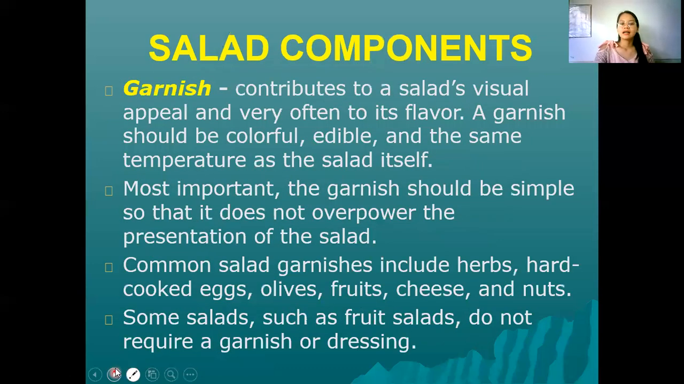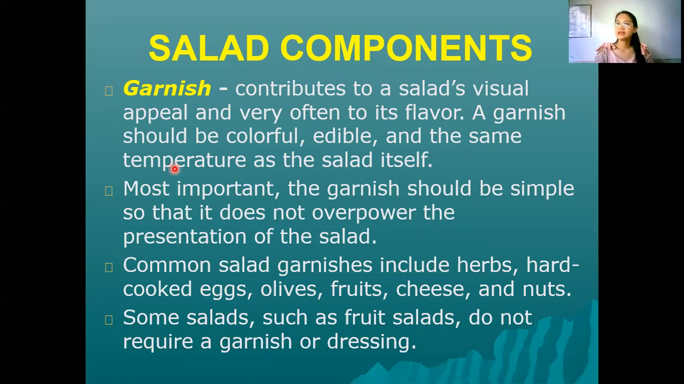Next is garnish. Garnish contributes to a salad's visual appeal and very often to its flavor. A garnish should be colorful, edible, and the same temperature as the salad itself. Most important, the garnish should be simple so that it does not overpower the presentation of the salad. Common salad garnishes include herbs, hard-cooked eggs, olives, fruits, cheese, and nuts. Some salads, such as fruit salads, do not require a garnish or a dressing. So that is what garnish means.